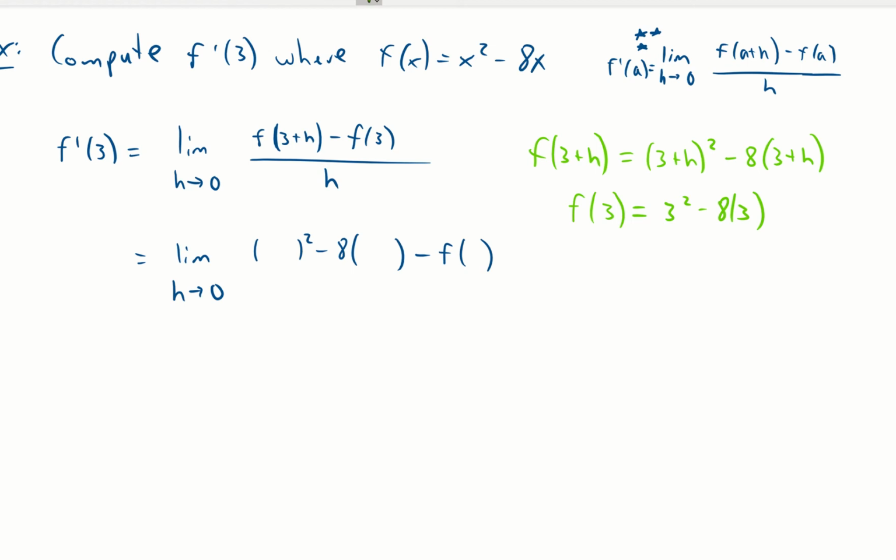So I'm just going to use colors to try to highlight this a little. So I'm plugging in 3 plus h, and then squaring it. Then I'm multiplying it by 8. On the top right, I'm just plugging in f of 3. Maybe we could use an even different color here. Plug in 3 right there. Okay, so we have those two separate substitutions.